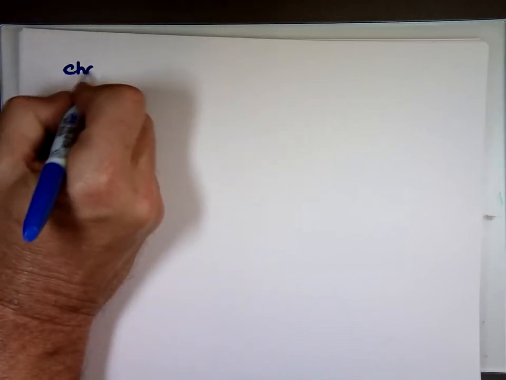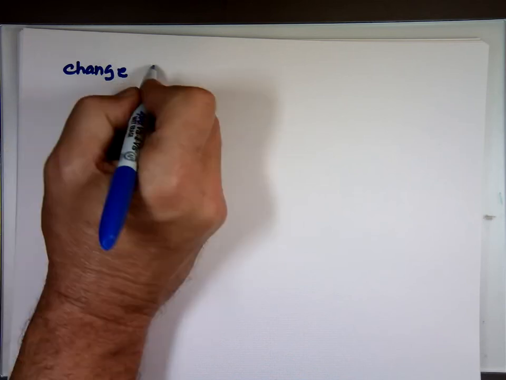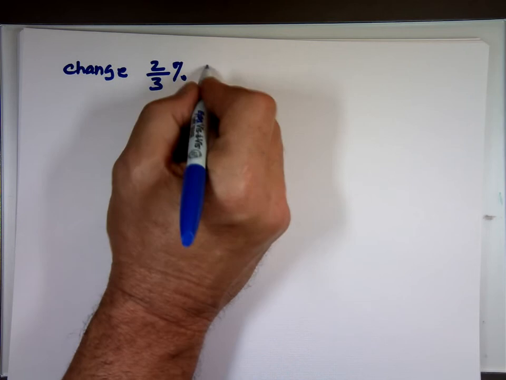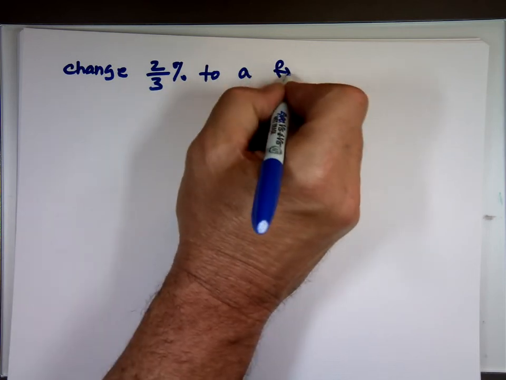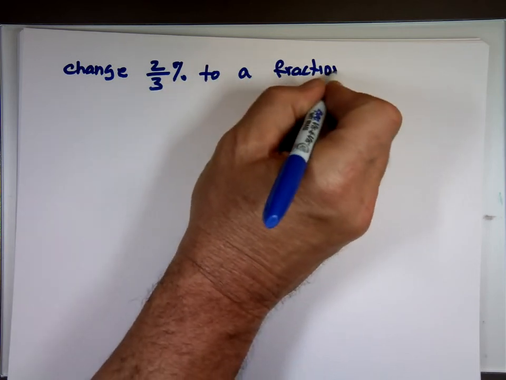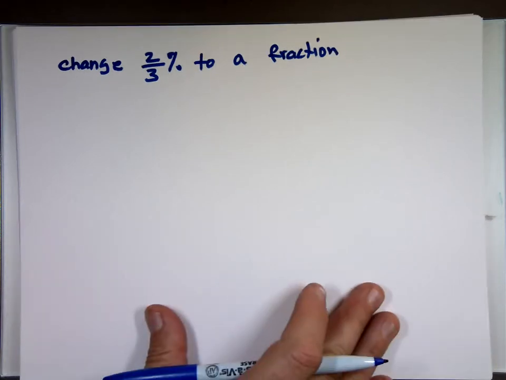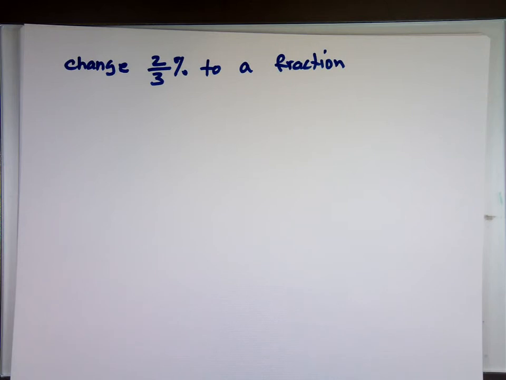Change, here we go. 2/3% to a fraction. I decided to hit you with an ugly one to start with. I won't give you tons of time. I'll give you a few minutes to think about it because the camera's running. I don't want to have dead silence on the camera.